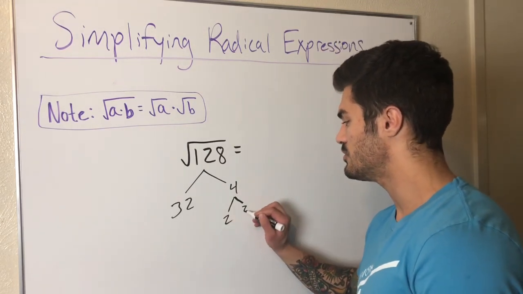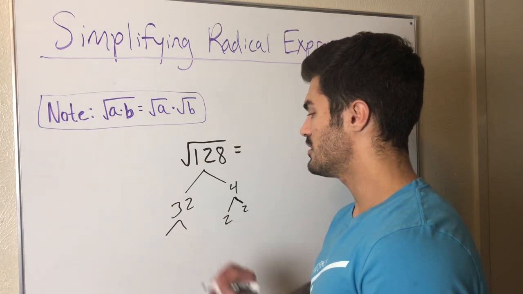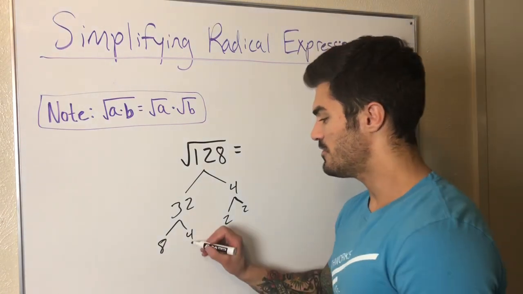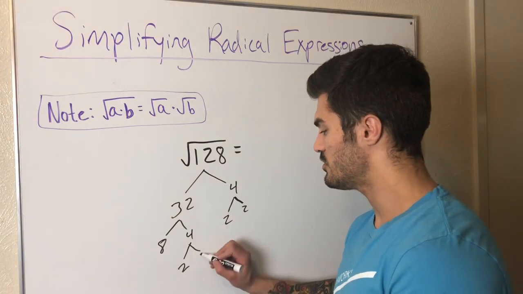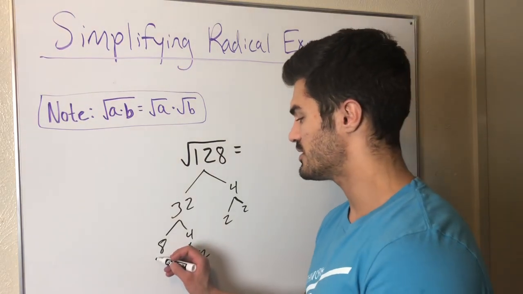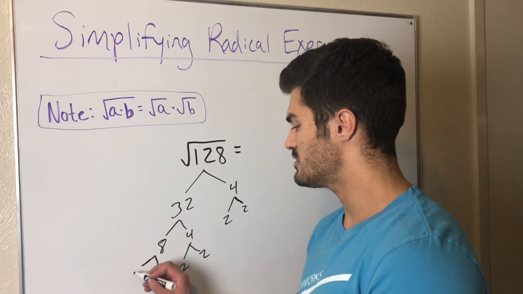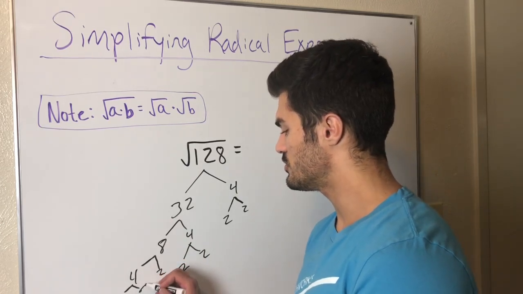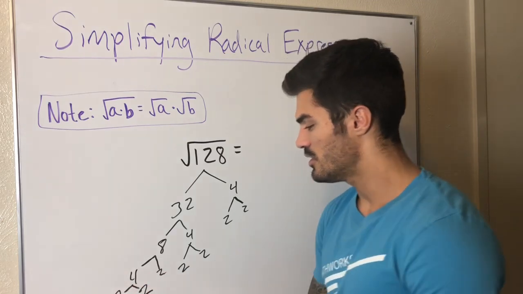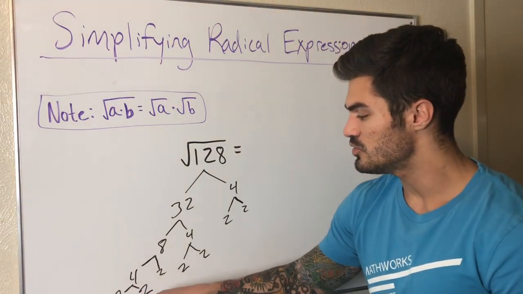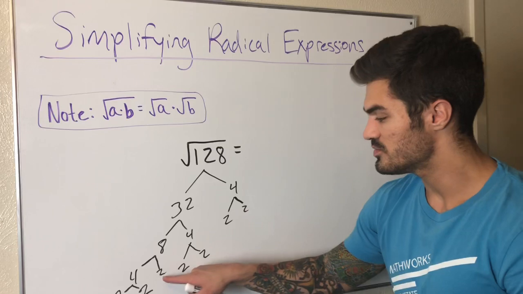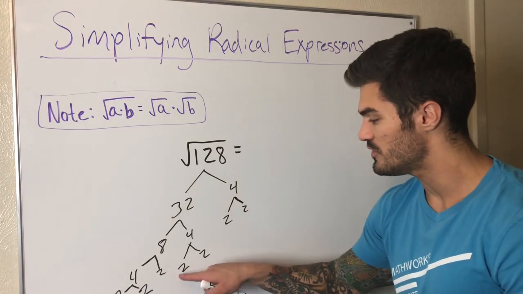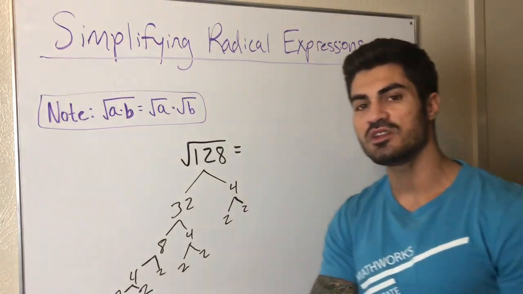This is 2 and 2. This is, let's see, what can I give? 8 and 4. The 4 gives me 2 and 2. And again, you could have done this several different ways. This 8 gives me 4 and 2. And this 4 gives me 2 and 2. All right, so let's see what I have here. 2 times 2 times 2 times 2 times 2 times 2. I have a bunch of 2's, right? 1, 2, 3, 4, 5, 6, 7 2's.